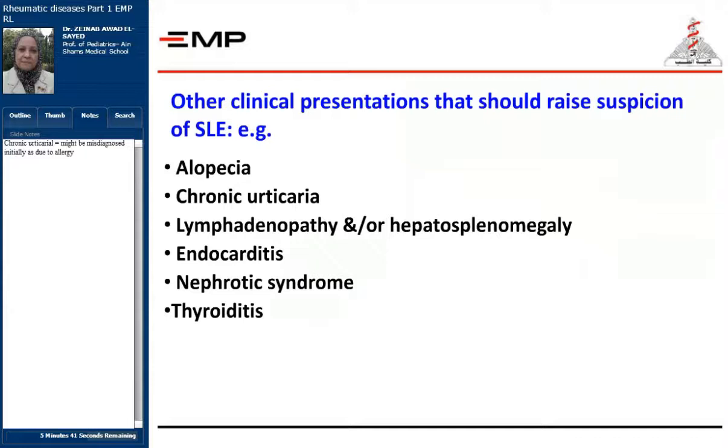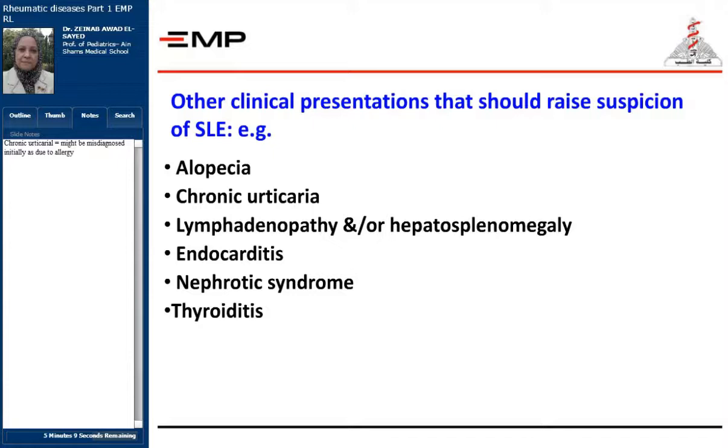Other clinical presentations that should raise suspicion of lupus and are not in the 11 criteria, for example, alopecia, chronic urticaria. And mind you here that some of the patients are diagnosed first as cases of allergy and they are treated with antihistamines and anti-allergic drugs, but they prove by time that they are cases of lupus. We had a patient like that once, and we found in her urine analysis proteinuria, so we started to think that this patient is not a simple case of allergy, and the patient proved to have systemic lupus.